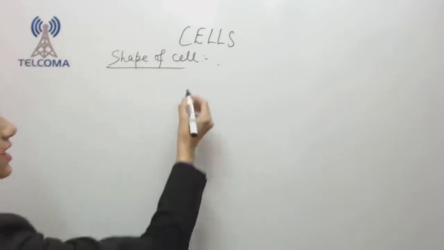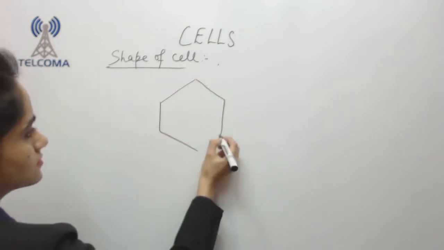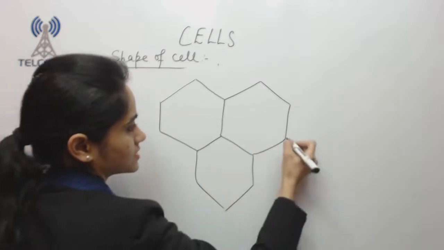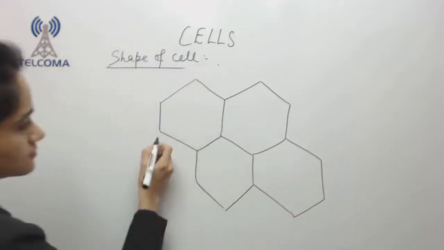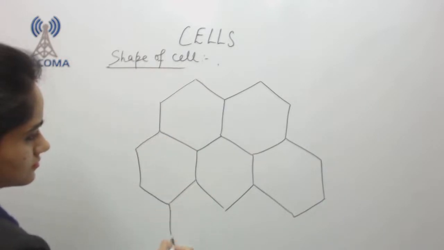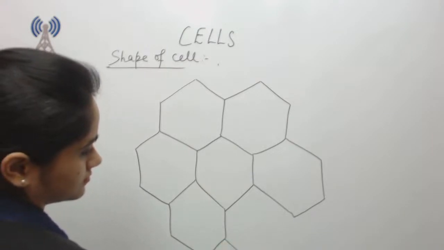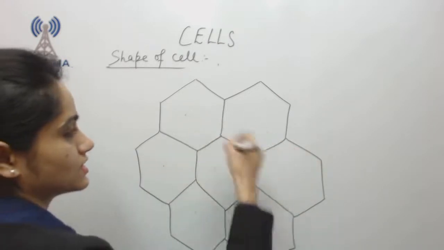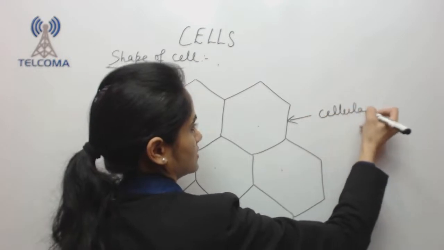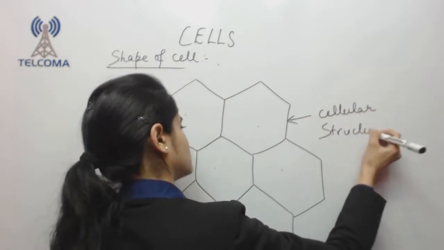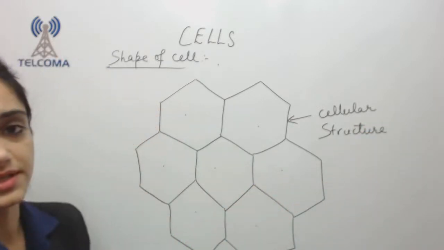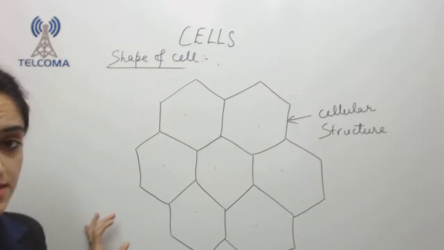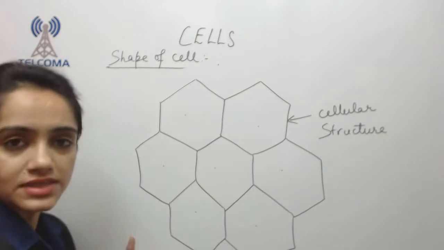So if this is one cell, we have a second cell. I'm just combining the cells together. So this complete thing is a cellular structure and it will cover the complete area. So this is basically the theory, and this is why the shape of the cell is called hexagonal in nature. And what is a cell? A cell is basically the smallest coverage area.